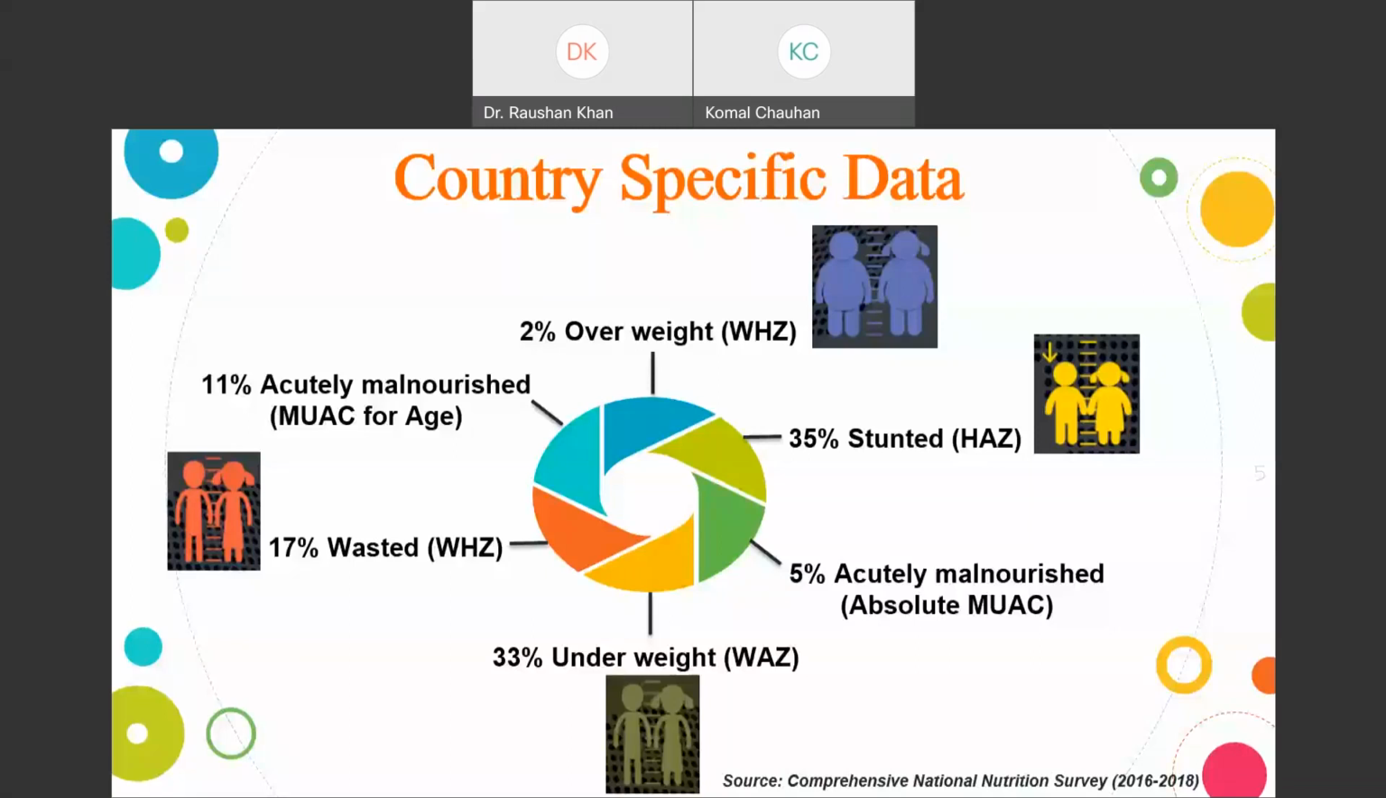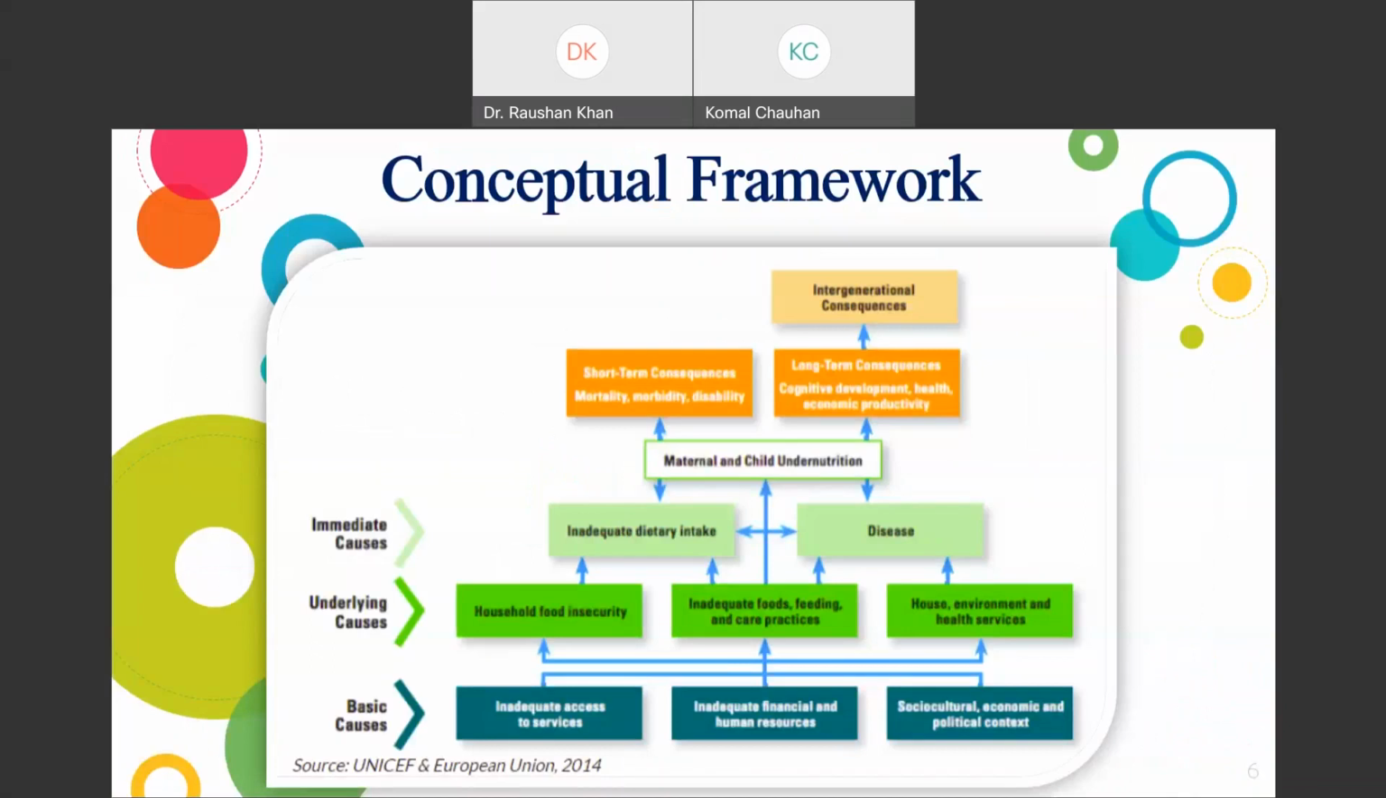Now, talking about the conceptual framework of malnutrition, this is the conceptual framework given by UNICEF and the European Union in collaboration in 2014. Firstly, there are some basic causes of malnutrition, which include inadequate access to services, inadequate financial and human resources, and the socio-economic and political context.